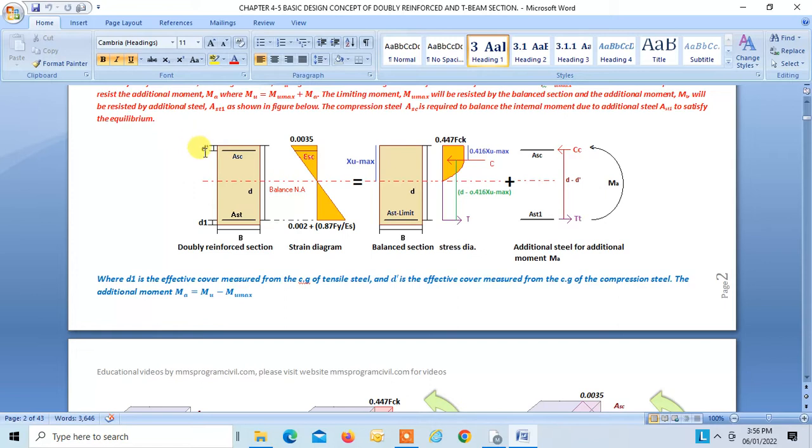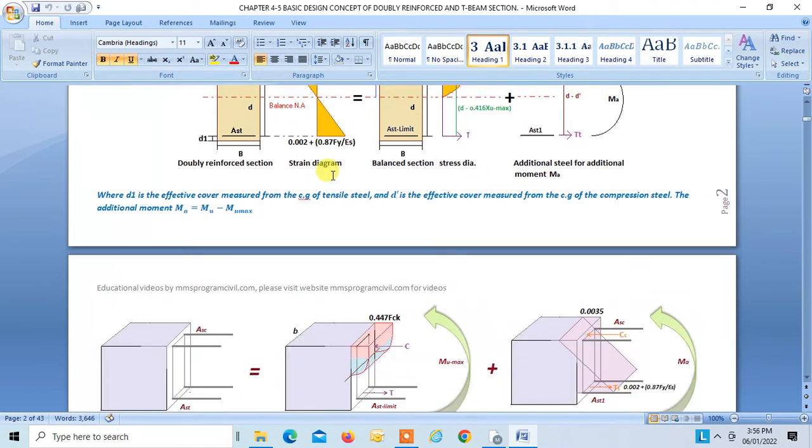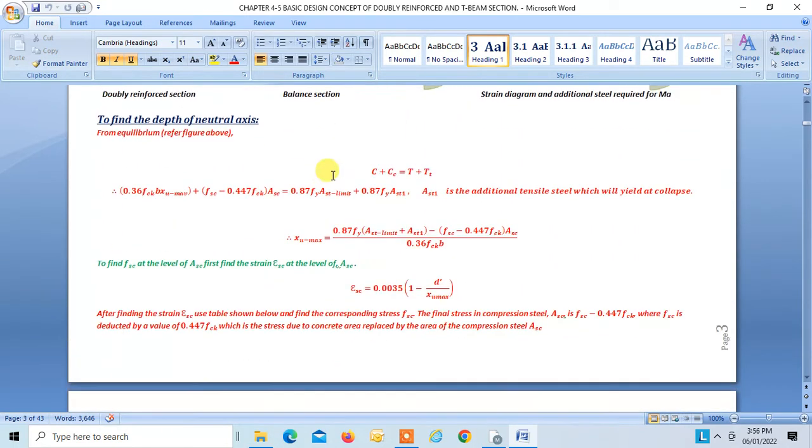Okay, this is d dash. d dash is the distance of the CG of this ASC from the top, right? So using the principle of similar triangles, you can find the strain in the compression steel equal to this much by this formula. Okay.